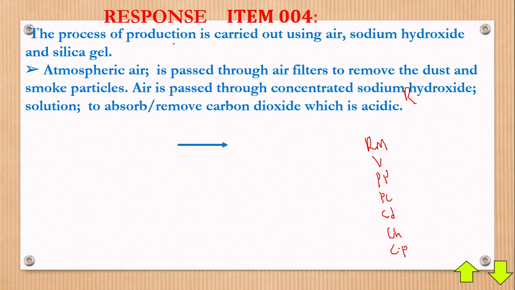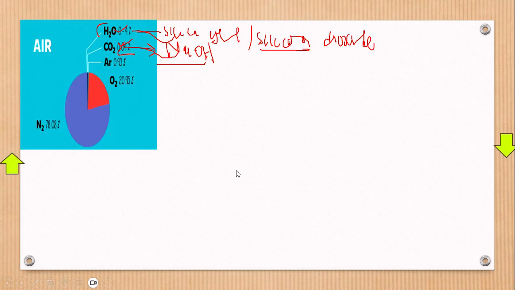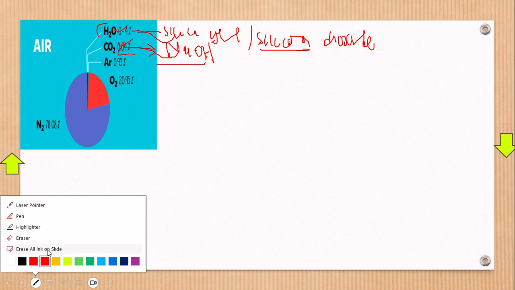Now we realize that the process of production is carried out using air, sodium hydroxide, and silica gel. Now those are all raw materials. Now you must know the vessel. Where do we put them? Now the first step you have explained. Okay, now next, back to our pictorial stuff. Let's go back there and move on.